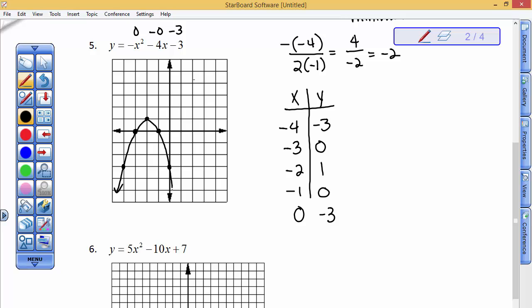I might try the next one in a minute using the vertex and the y-intercept. We'll pause to let you take a break and come back.